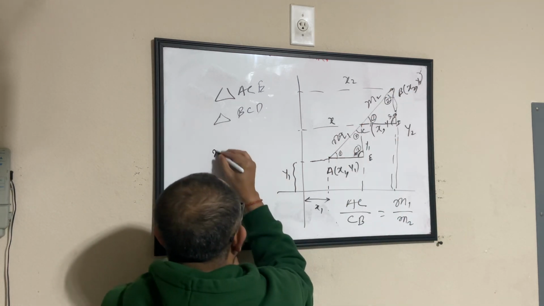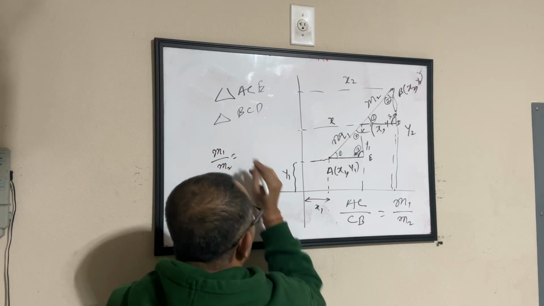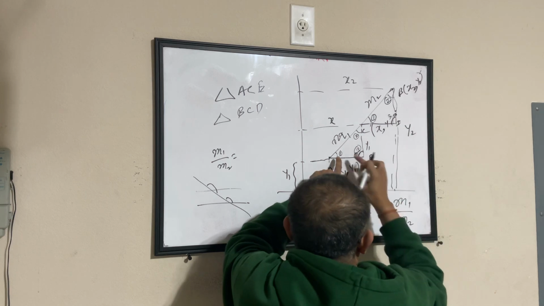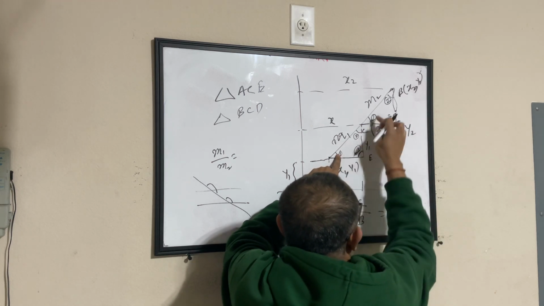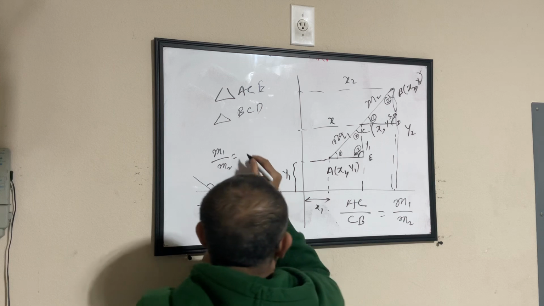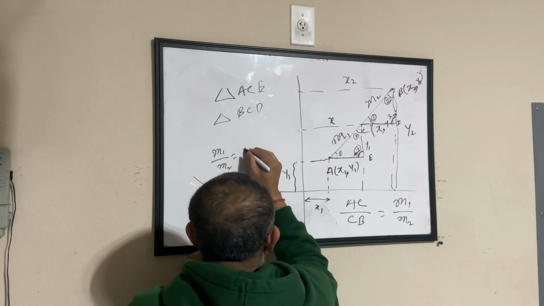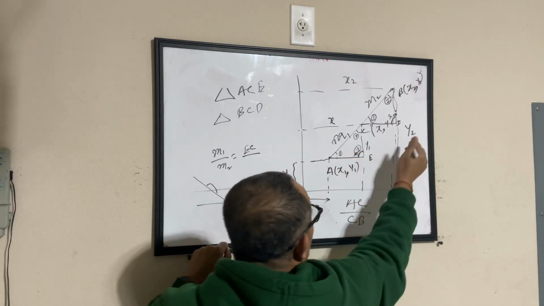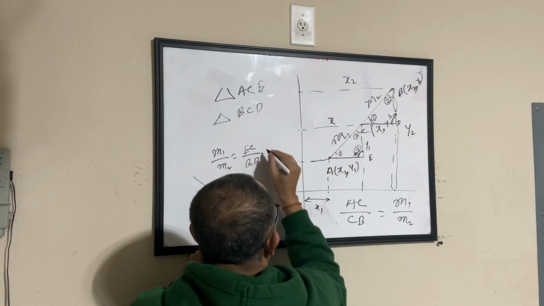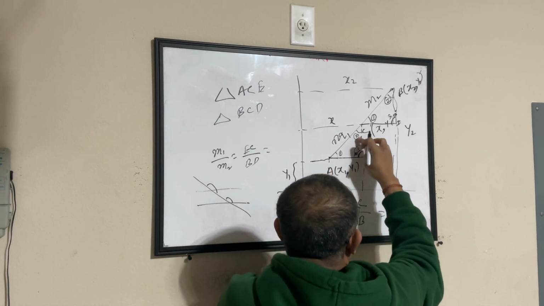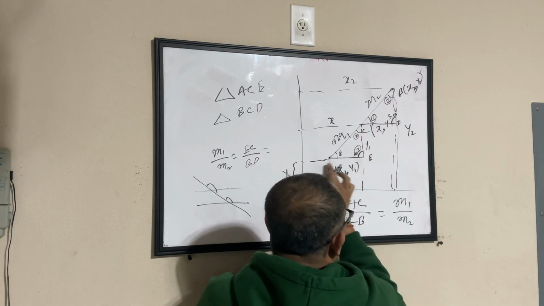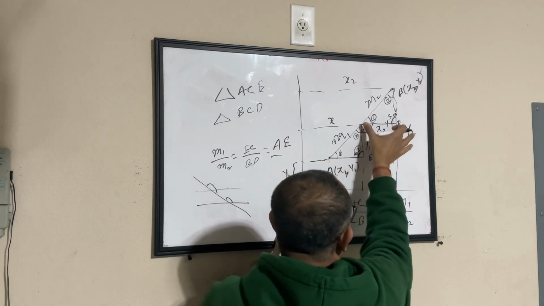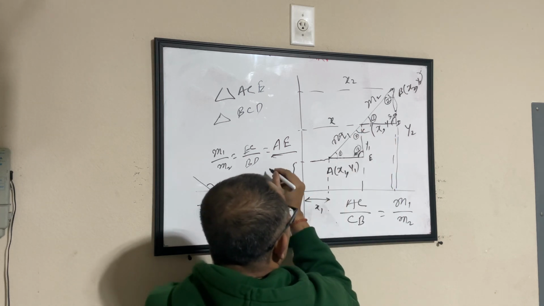What was the ratio? M1 is to M2 will be equal to this by this. Both are opposite to this 90 degree angle, the third angle, and will be equal to the sides opposite to angle 1 and 1 here. So this will be equal to EC divided by BD, will be equal to, for the third angle, this one, 2 and 2, AE, this side, divided by this side, which is CD.